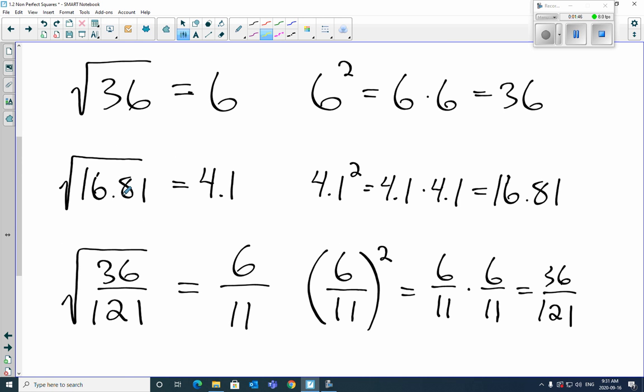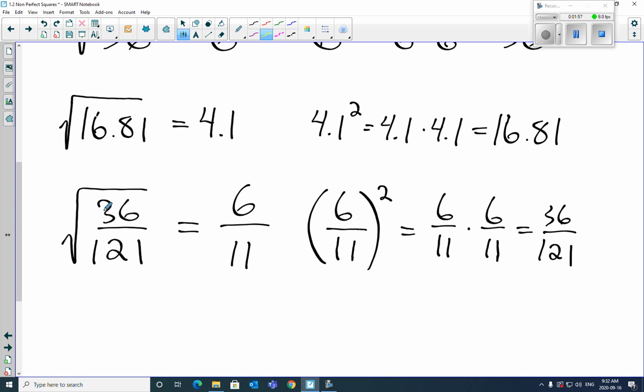Here, 16.81. I mean, you'd probably use your calculator for these ones. So if you use your calculator, you get 4.1, and then you could go backwards and do 4.1 squared. That's 4.1 times 4.1, 16.81. Same with fractions. 36 over 121 is 6 over 11, because the square root of 36 is 6. Square root of 121 is 11. Work backwards, square them, 6 over 11. That's 6 over 11 times 6 over 11, which is 36 over 121.